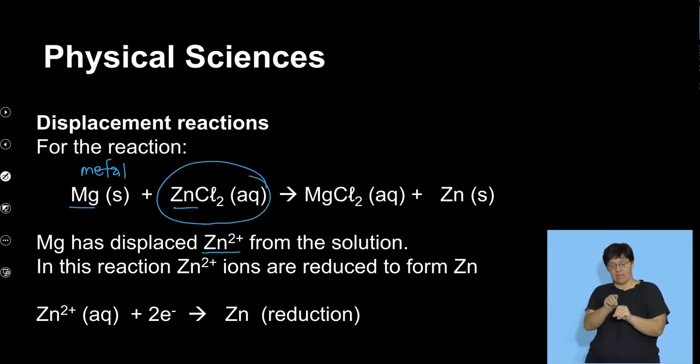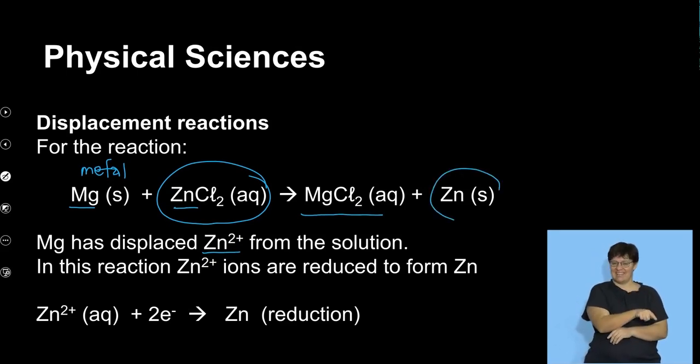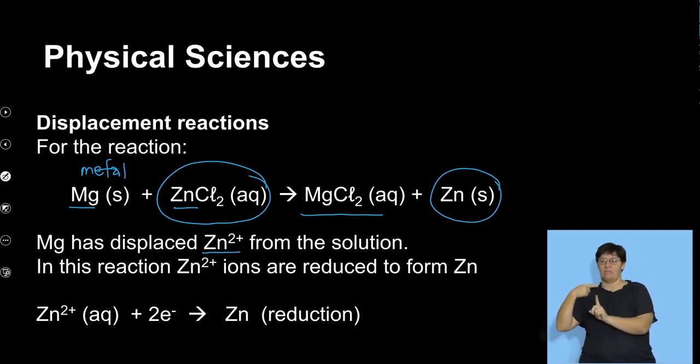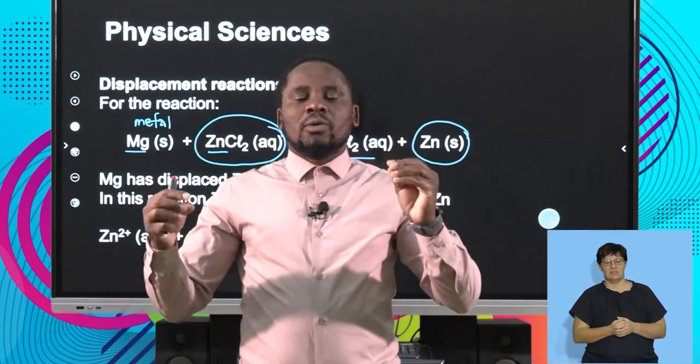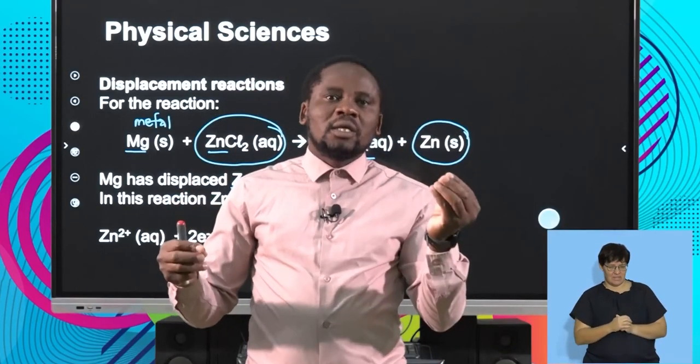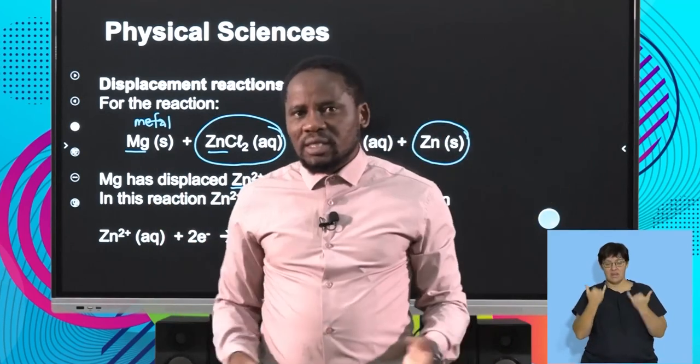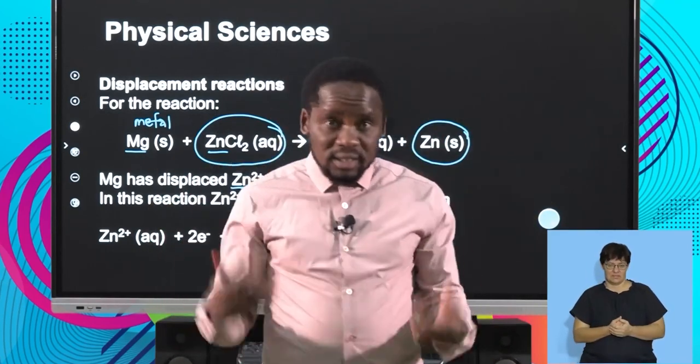Now, why are we saying magnesium has displaced zinc? You'll see that in the solution we now have magnesium chloride instead of zinc chloride, and zinc is produced as atoms. At the end of the day, we can say that magnesium was able to displace the zinc. You can think of displacement in terms of substitution: where there was zinc, now there is magnesium. That's exactly what we mean by displacement.